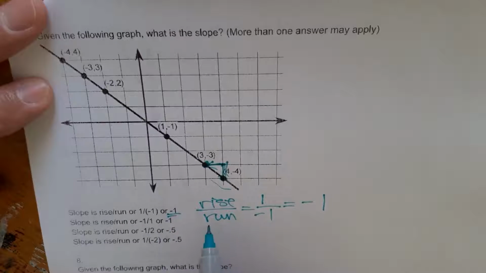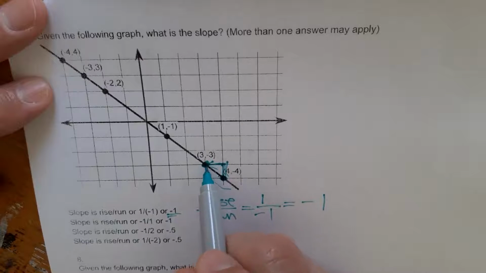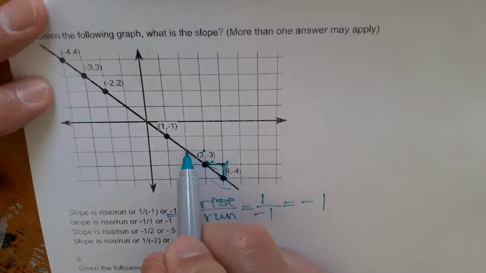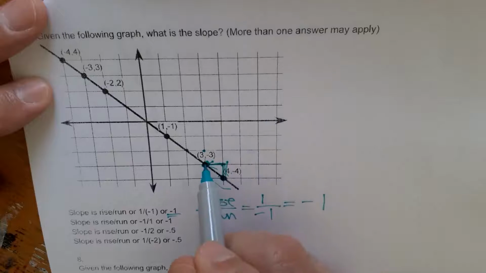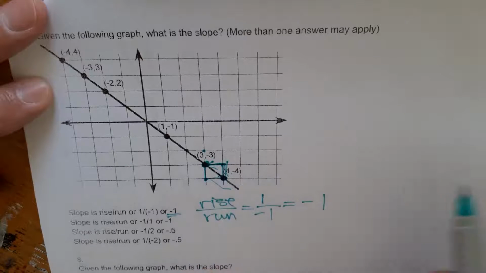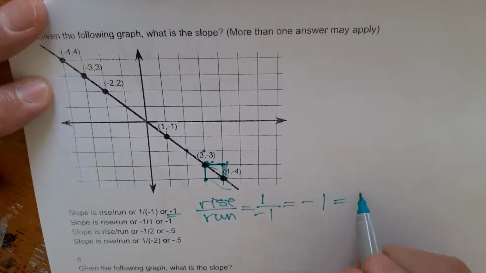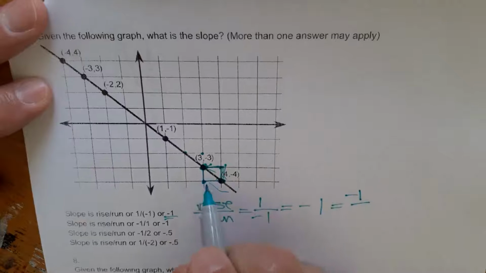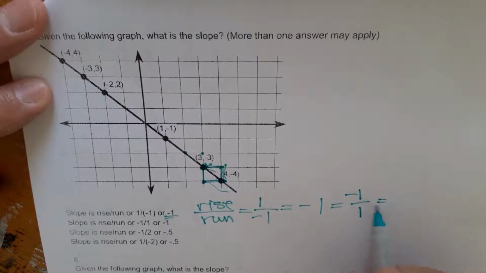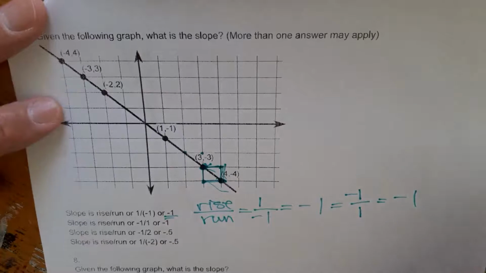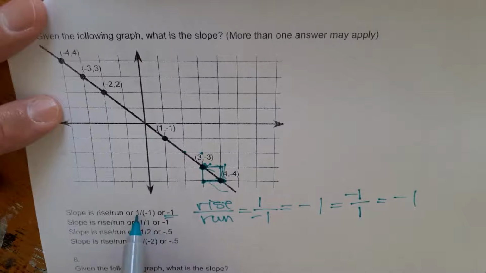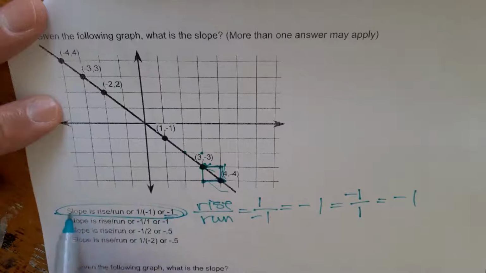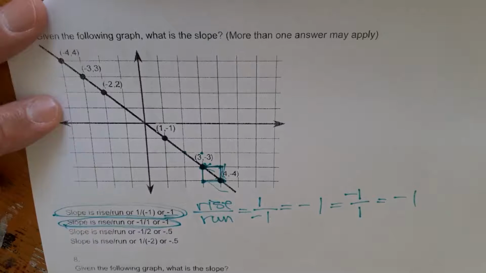So this is correct. And you could also think of this a different way. You could start here, instead of rising up and going to the left, we could go down and to the right. So we could also say it's down 1 and then over to the right 1, which is also negative 1. It doesn't matter. We should come up with the same thing. So we could do 1 over negative 1, or we could do negative 1 over 1. Both this one and this one are correct answers for the slope of this line.